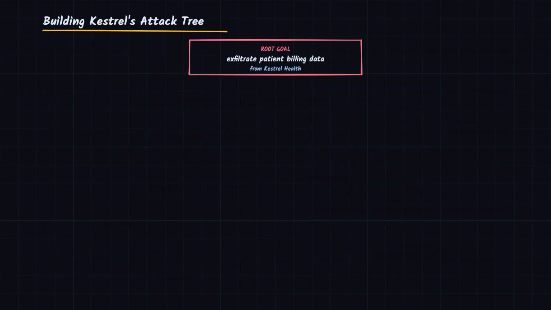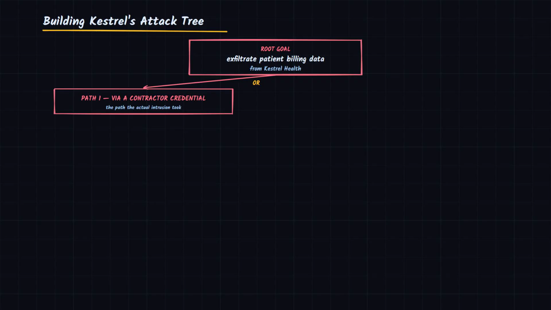Put the root at "exfiltrate patient billing data from Kestrel Health," and the tree underneath it is built almost entirely from findings we already have. One branch of the root, connected by OR to whatever else sits alongside it: compromise a contractor credential. That branch decomposes further by OR into a small number of ways to do it, phishing being the one that actually happened.